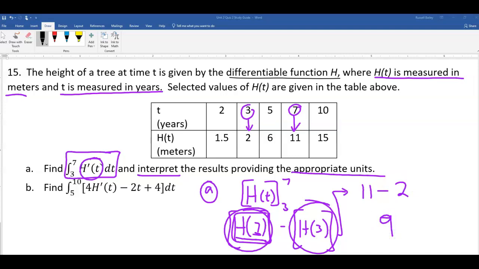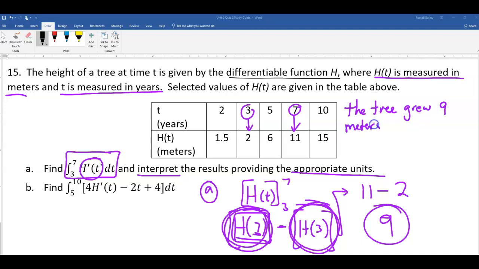So what is this? What's going on here? Well, this represents the height of the tree in the 7th year. This represents the height of the tree in the 3rd year, and we're subtracting those. So what does this tell us? Well, basically that 9 tells us that the tree grew 9 meters on the interval t equals 3 to t equals 7 years.